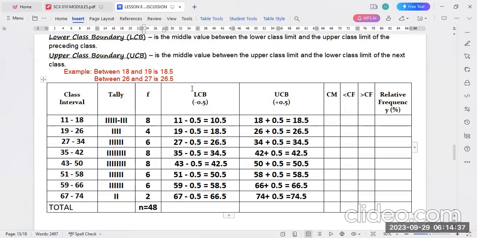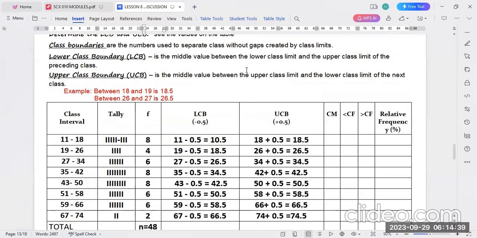Now, for the lower class boundaries, sabi kasi it's the middle value between the lower class limit and the upper class limit of the preceding class, yung magkasunod na class. So, for example, first class natin is 11 to 18 and the second class is 19 to 26. So, ano ba yung middle value between 18 at tapos yung kasunod niya is 19. So, yung middle value nila is 18.5. Okay, so, for the lower class boundaries, we have 11. Since wala naman naunang class interval kay 11 saka 18, since magkakasunod yan, di ba?